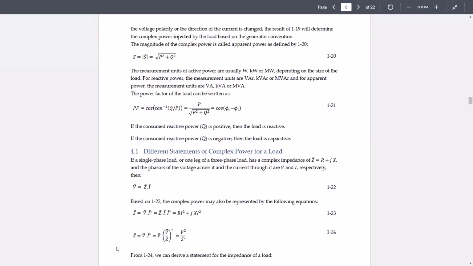If an element is shown by a load convention and you calculate the consumed reactive power and find that reactive power consumed to be positive, then that load would be a reactive load, which means that it's overall acting as an inductive circuit. If you calculate that consumed reactive power and you find it to be negative, then it means that the load is capacitive.